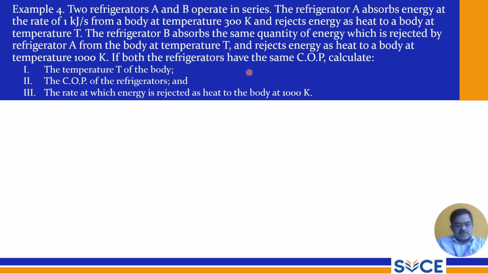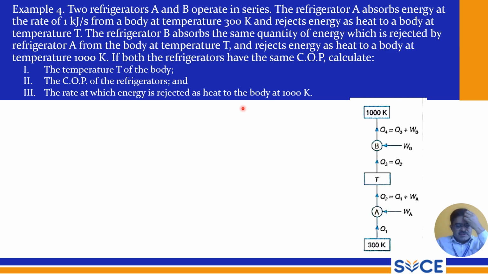If both the refrigerators have the same COP, that is given. Calculate the temperature T of the body, the COP of the refrigerators, and the rate at which energy is rejected as heat to the body at 1000 degree Kelvin. So this is the problem, a very simple problem. We have only 3 tasks to calculate, and that can be done very easily.